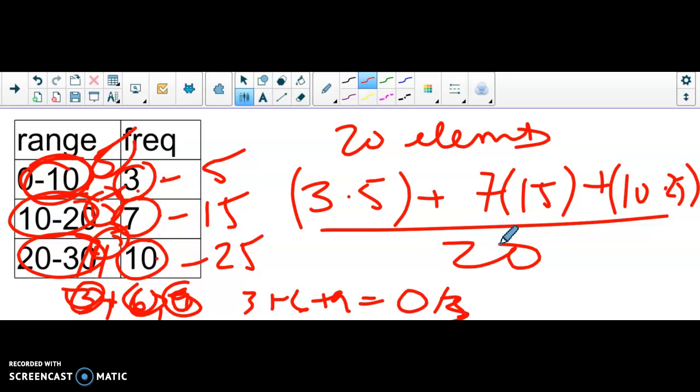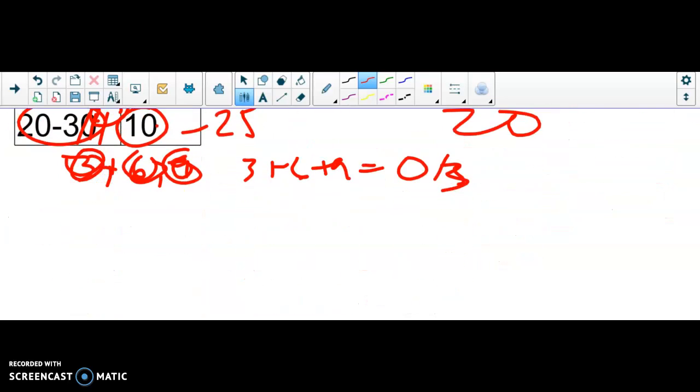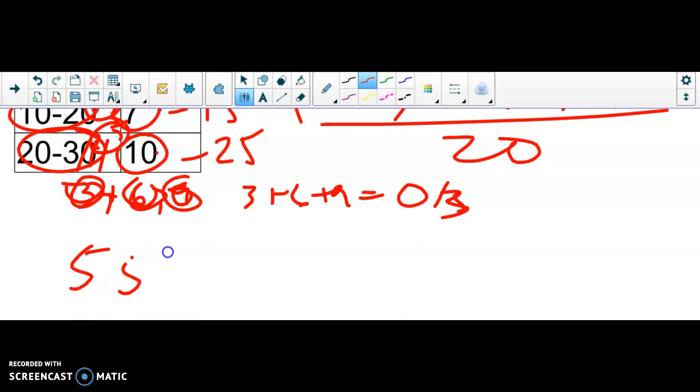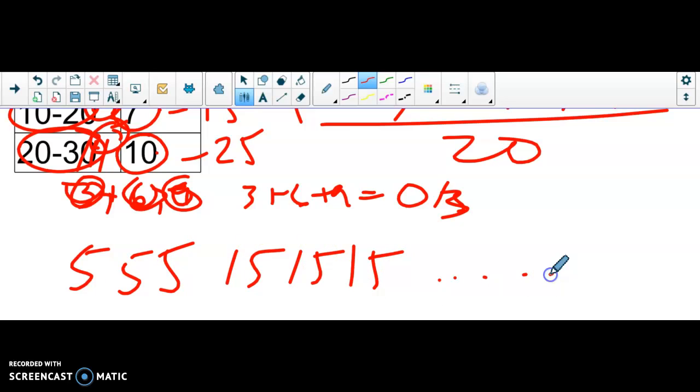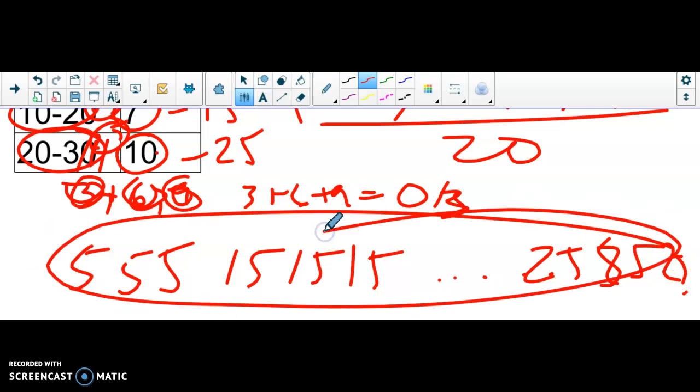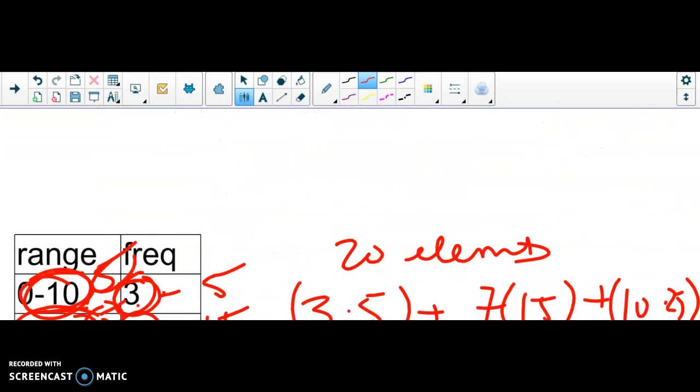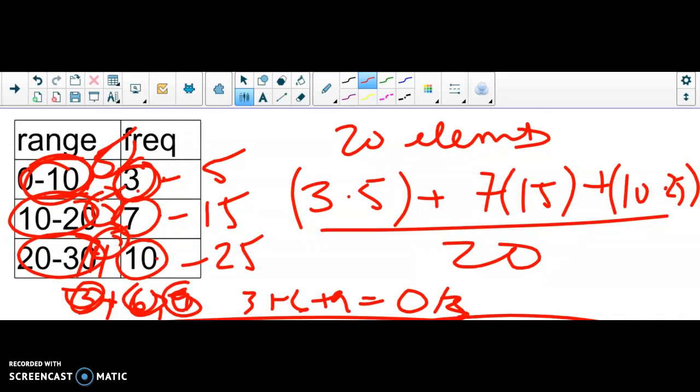You can think of it like this. All 3 of these we're going to give a value of 5. So if I said find the mean of a bunch of things where I have 3 different 5s, I would go, I have a 5, a 5, a 5, a 15, a 15, a 15, I have 7 of those, and I have 10 25s. If I said find the mean of this data, you would just take all of these, add them up, and divide that by 20, and that's essentially what we're doing here. We have 3 5s, 7 15s, 10 25s, and put them together. Together, there are 20 elements, and then divide by 20, and whatever that is, that's what's called the weighted mean.